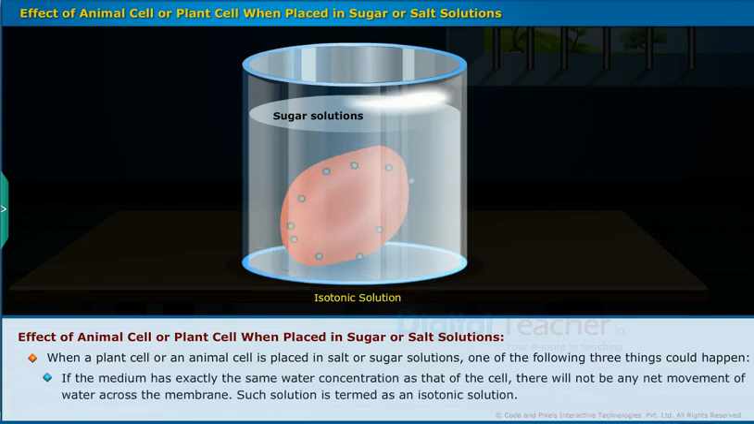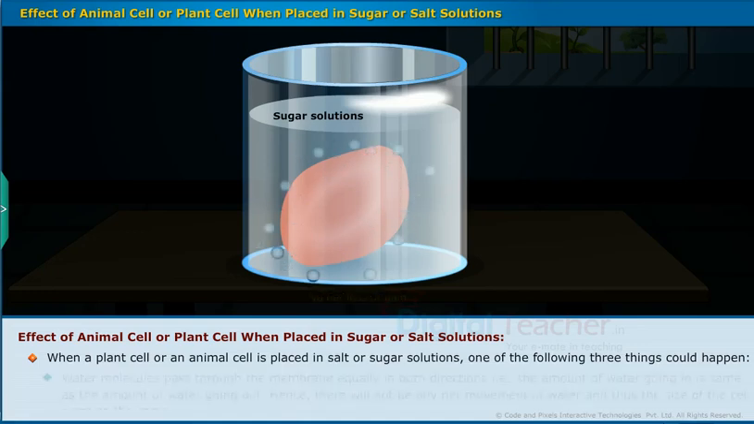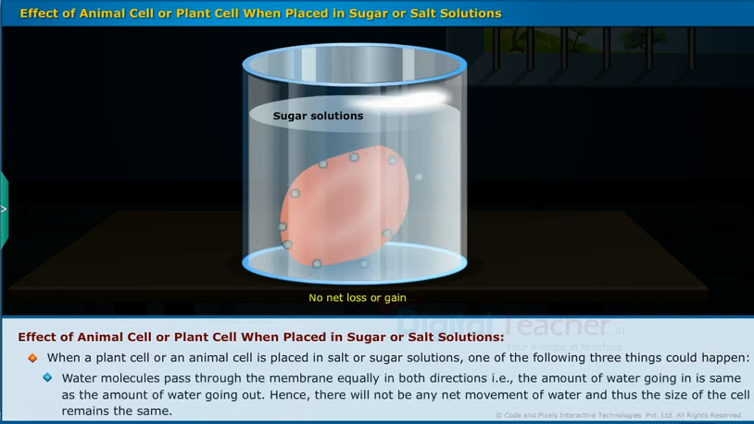If the medium has exactly the same water concentration as that of the cell, then there will not be any net movement of water across the membrane. Such solution is termed as an isotonic solution. Water molecules pass through the membrane equally in both directions. That is, the amount of water going in is the same as the amount of water going out. Hence, there will not be any net movement of water and thus the size of the cell remains the same.